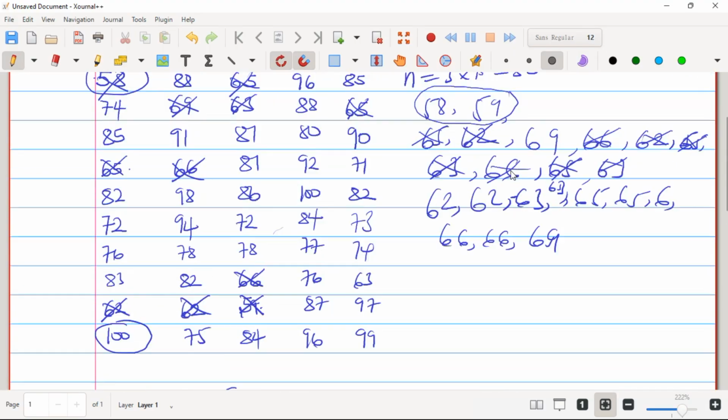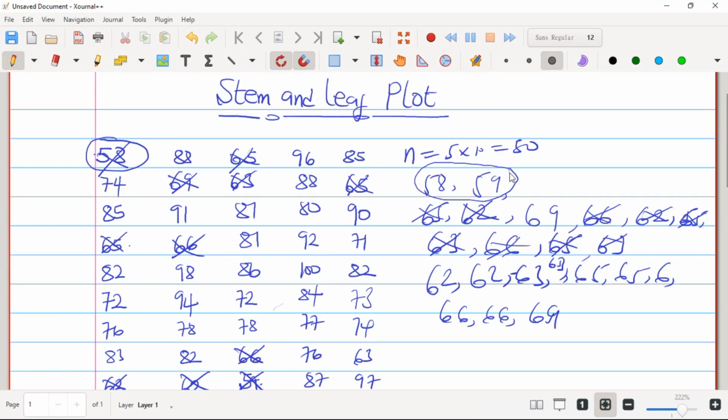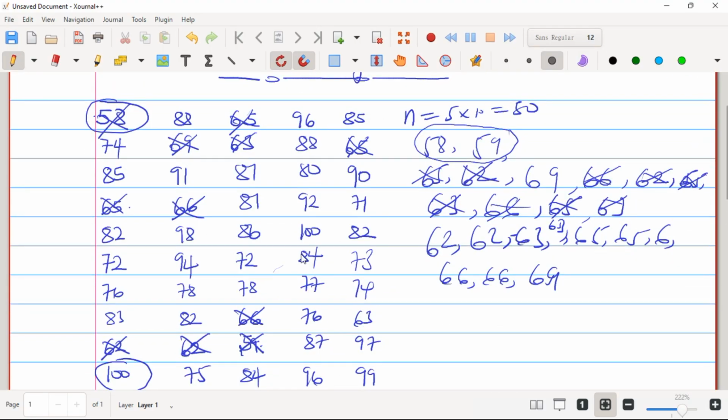So let's go to the 70s, right? Let's go to the 70s. You have to make sure that the 50s and the 60s you have cancelled everything, right? So let's go through once more to see if you have cancelled everything from the data. Let's go through once more and see if you have cancelled all the 60s and the 50s out of this data.